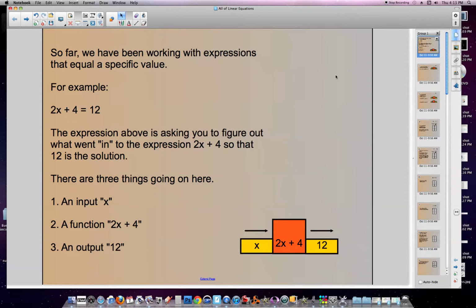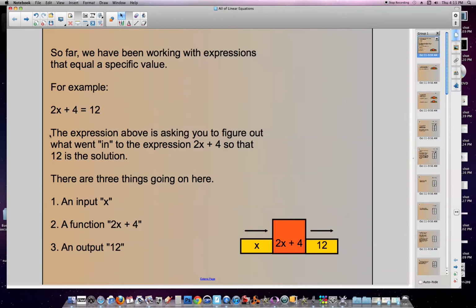So far, from the Intro to Algebra video that you hopefully have already watched, we've been dealing with problems like this, where it said 2x plus 4 equals 12. You may have seen this called on Khan Academy a two-step equation. The expression above is asking you to figure out what x is, or what went into this expression, in order to get 12. So there are really 3 things going on here.